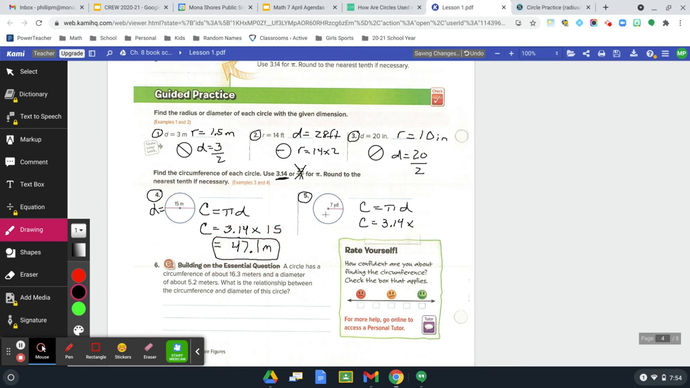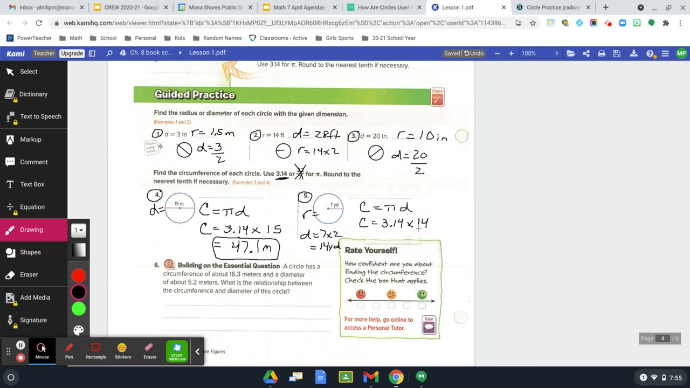Now, number 5. Here you're given the radius, right? So the radius is 7 yards. Now we need the diameter in the formula. So now, knowing what we just practiced a few minutes ago, let's find that diameter. Remember, radius is half. The diameter is all the way across. So that means we need to double that. So we're going to take that 7 and multiply it by 2. So our diameter is 14 yards. And so now we use that in our formula. We plug that 14 yards in for the diameter in the formula.